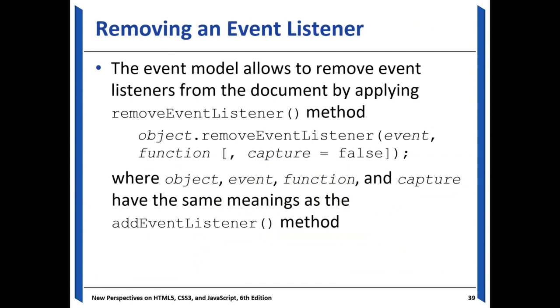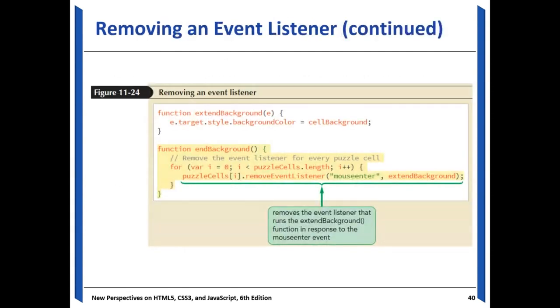Now, the event model also allows you to remove event listeners from the document, and you do this by applying the removeEventListener method. It has the same syntax: the object, the event, the event function, and then the capture option as well. These object, event, function, and capture parameters have the same meaning as they did when we added the event listener. So in this case, we're going to remove the event listener that runs the extendBackground function in response to the mouseenter event.